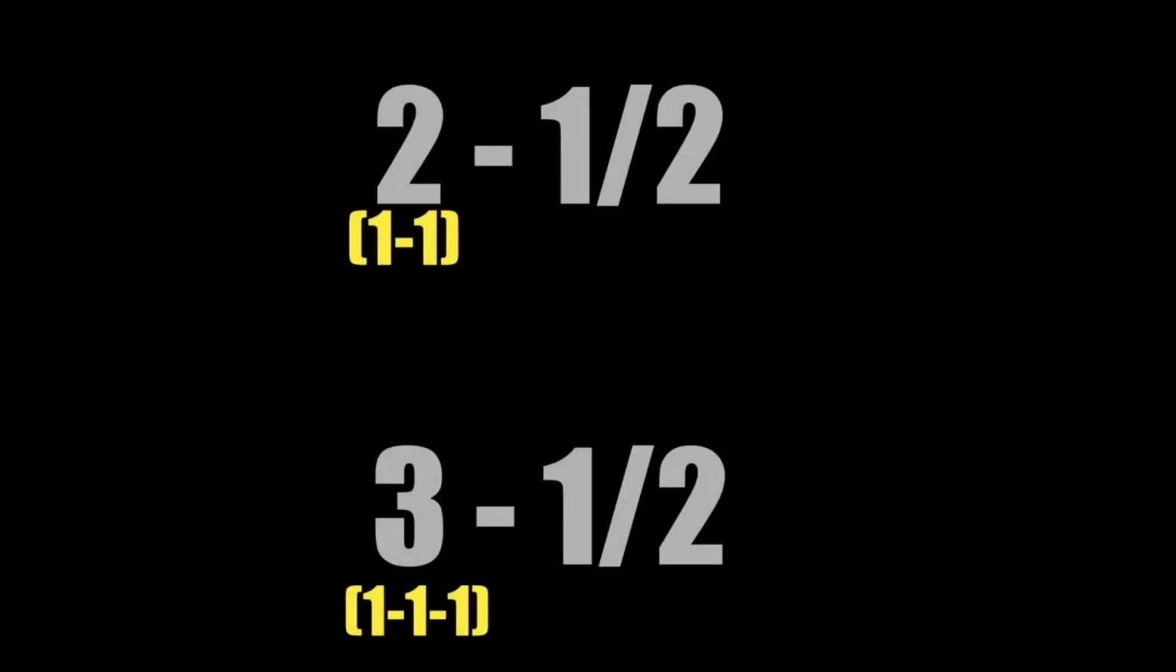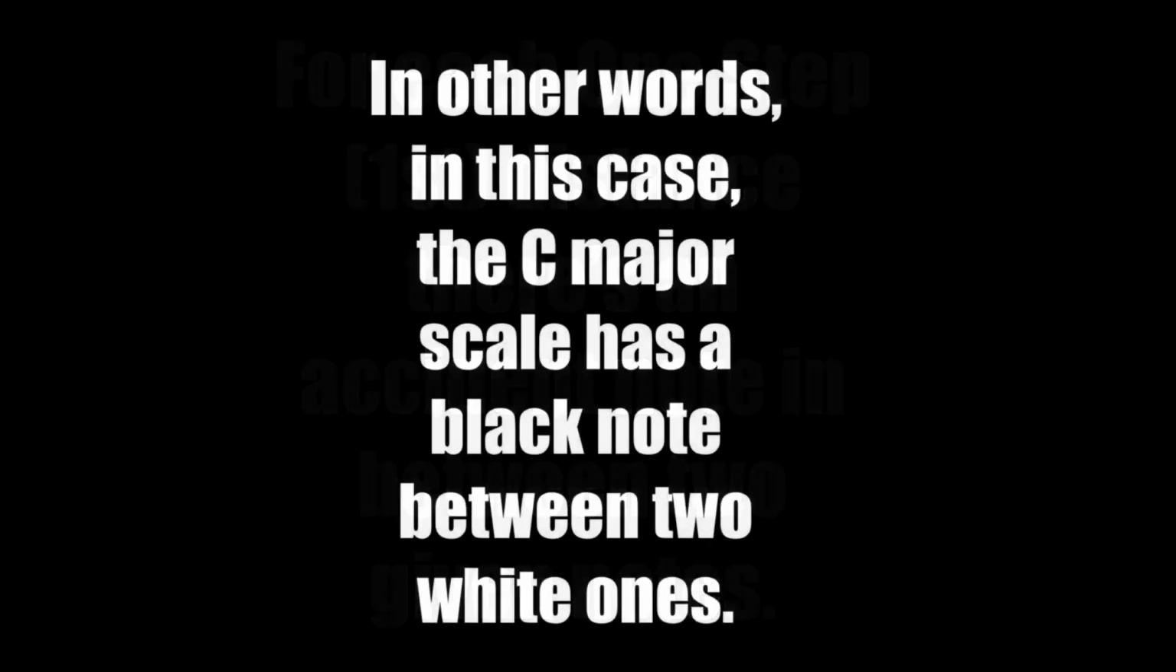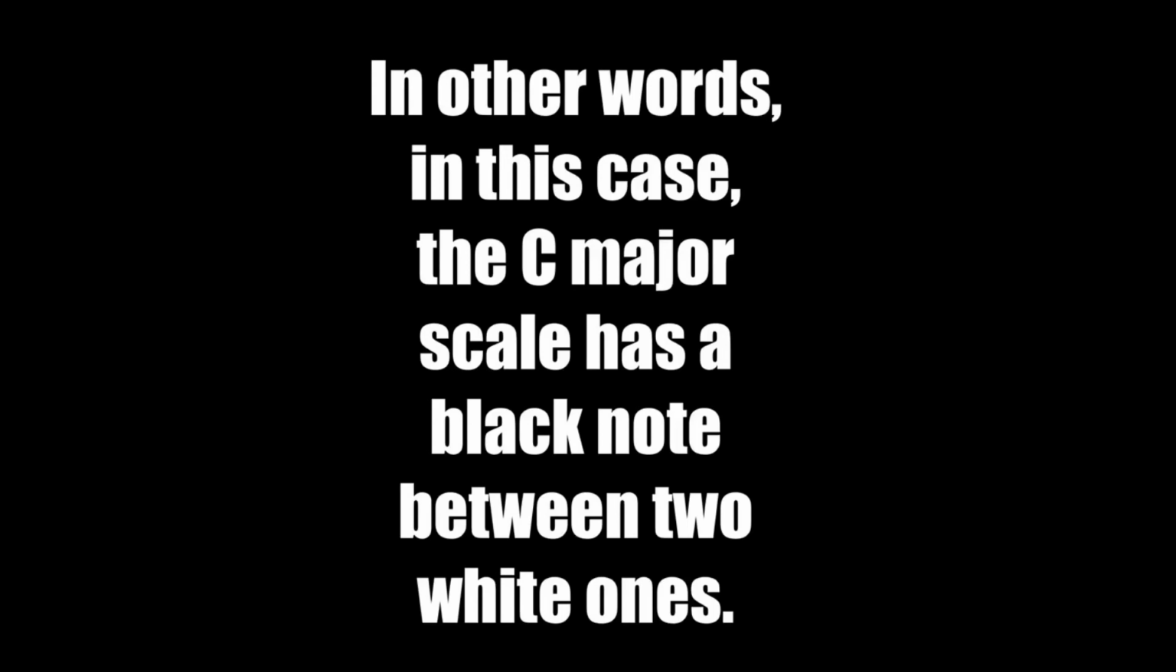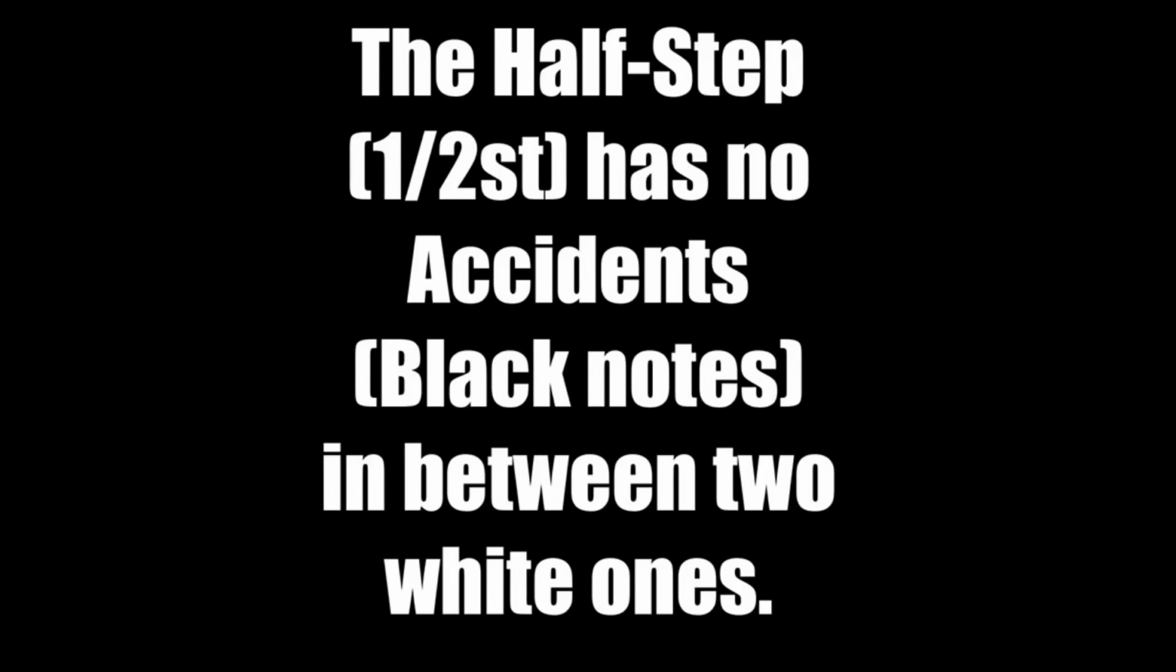Now, for the sake of easy understanding and memorizing the pattern, we can simply put 2 steps, half step, 3 steps, and a half step. But just be aware that the numbers 2 and 3 are divided into equal parts. That's just a shortcut for memorizing the major scale pattern. Now, for each one step distance, there's an accidental note in between two given notes. In other words, in this case, the C major scale has a black note between two white notes. Also, the half step has no accidentals or black notes in between two white notes.